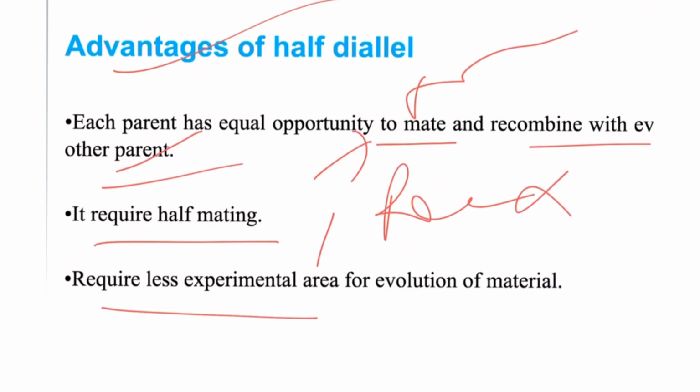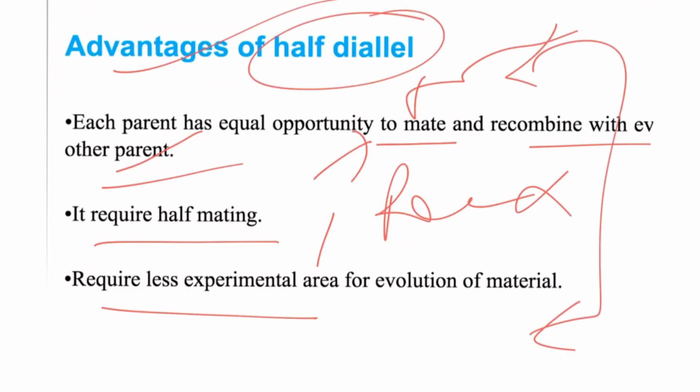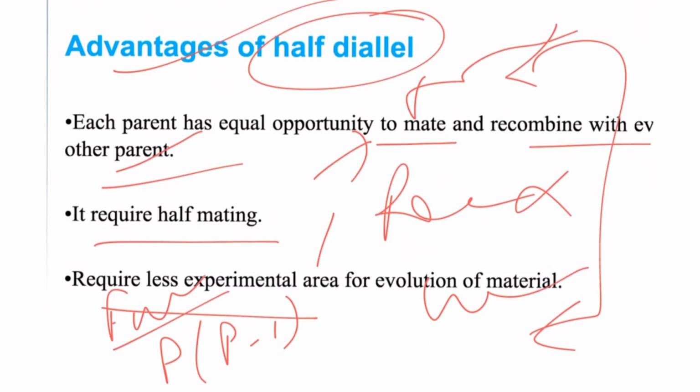It requires less experimental area obviously, because if reciprocals are included as in full diallel, the number of cross combinations is almost double. So in half diallel, these are the advantages over the full diallel analysis. The number of crosses involved in full diallel is P minus 1 and in half diallel is (P minus 1) by 2. This is the important formula of full diallel analysis and half diallel analysis.